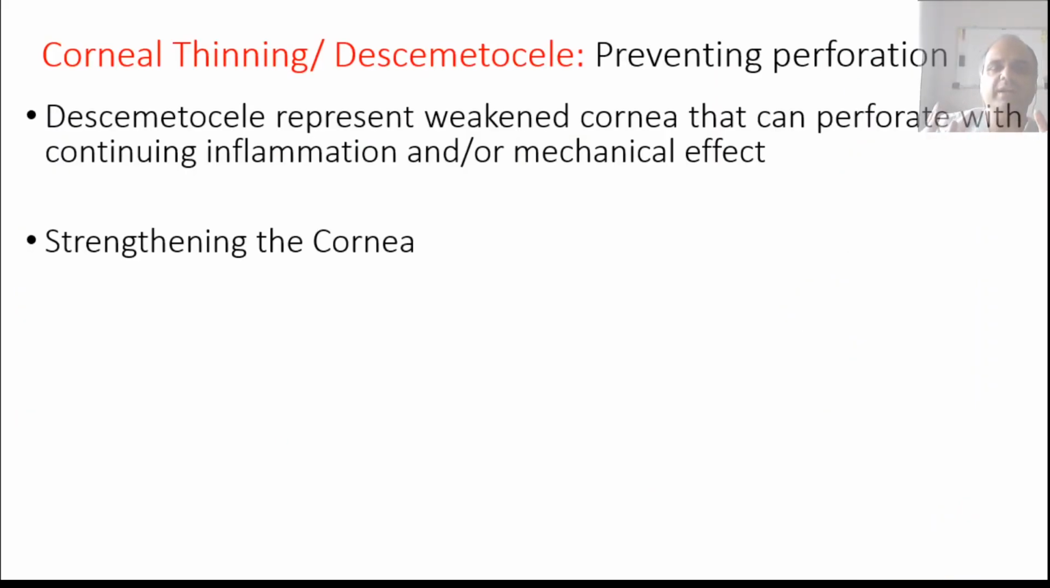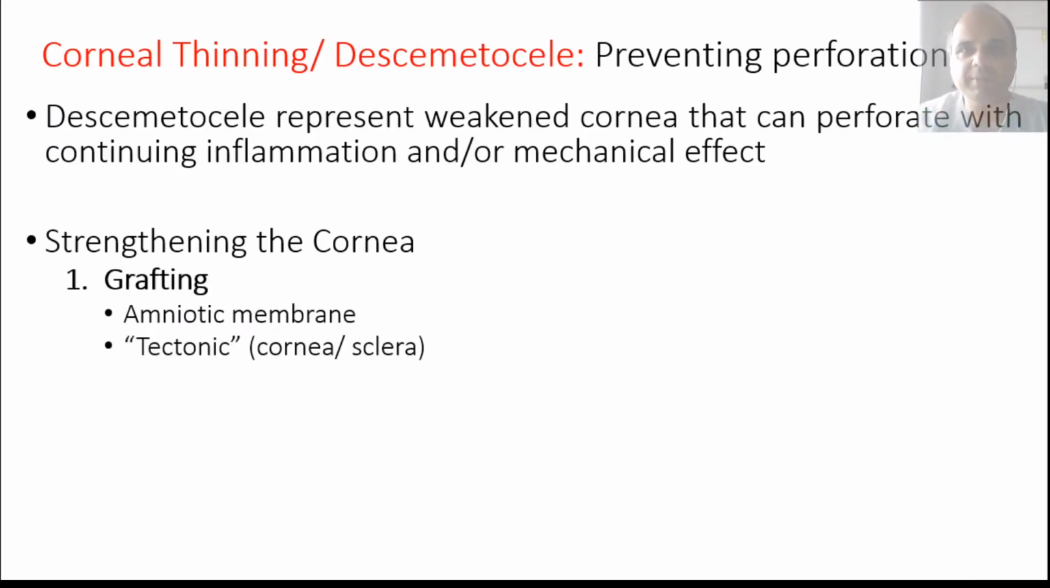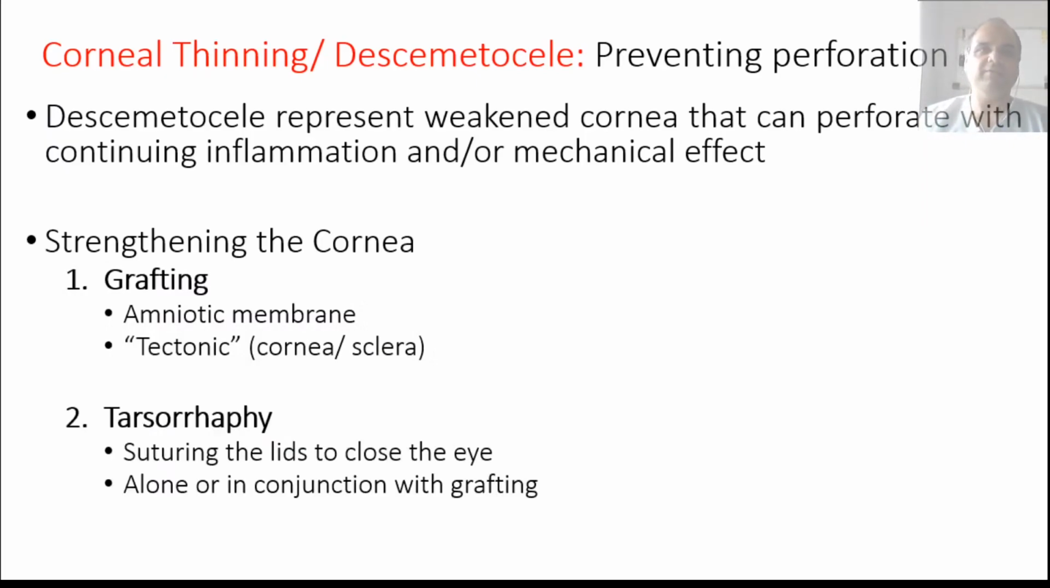Now that we are at a point where the cornea either has excessive thinning or descemetocele formation, we need to prevent perforation. A descemetocele especially represents a very weak area that can perforate with continual inflammation or even slight mechanical effect, like rubbing your eye. So we need to strengthen the cornea, and there are basically two ways about it: graft or tarsorrhaphy. Graft is to place something on the cornea, either an amniotic membrane or a tectonic graft. Tectonic is a piece of tissue that is placed over the cornea in order to prevent underlying thinning or descemetocele from perforating. Tarsorrhaphy is stitching your lids together.